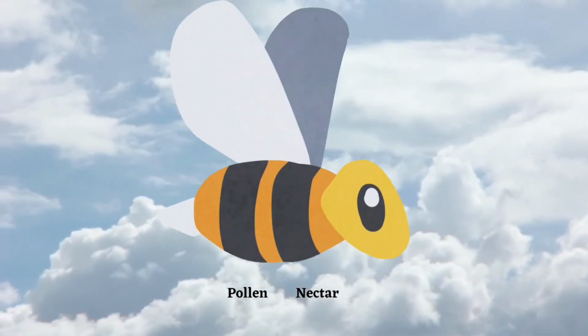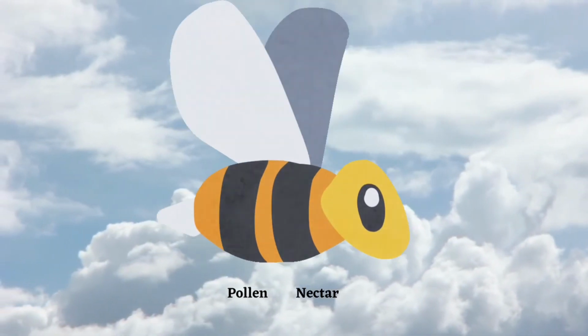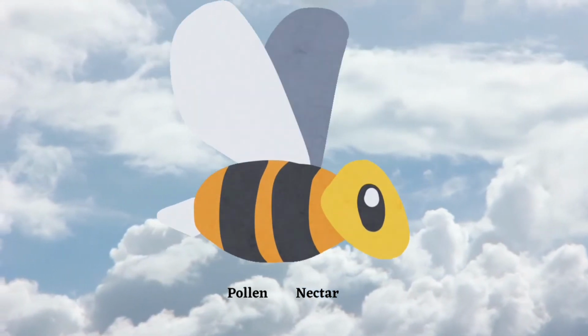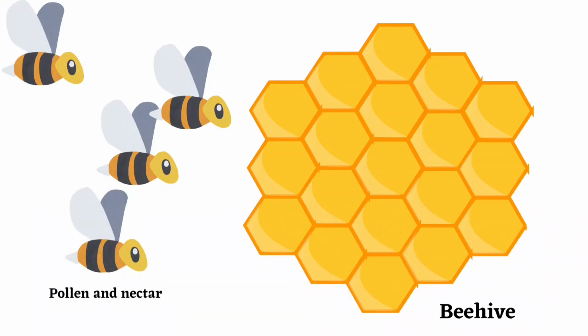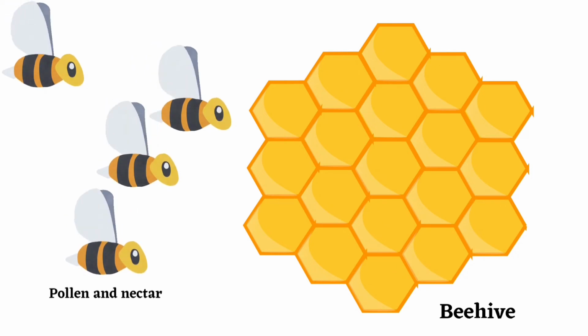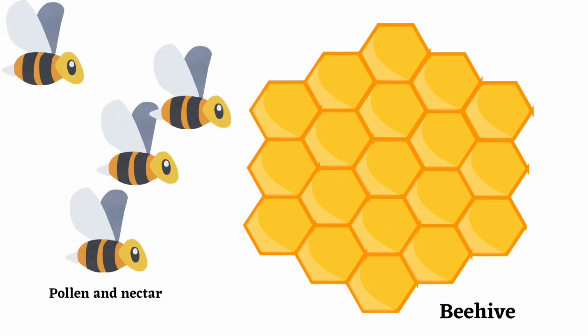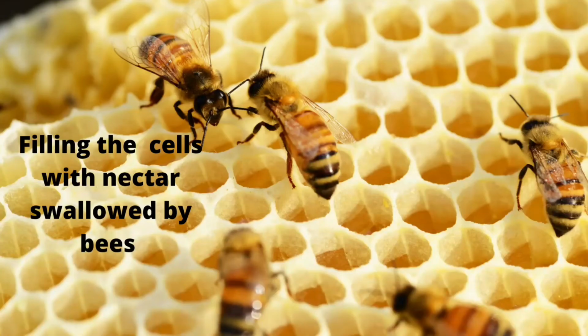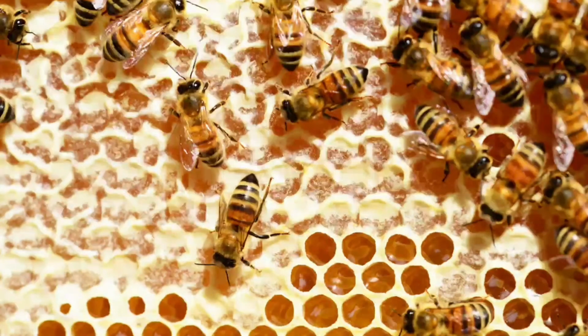See, they have collected now. This bee has collected pollen and nectar with it. It is carrying it from long distances. In the same way, all the other bees also collect the pollen and nectar and reach their beehives and fill the cells with nectar swallowed by the bees, which is then called honey. When it is collected from the flowers, it is called nectar. When it is swallowed and regurgitated into the cells, then it is called honey.